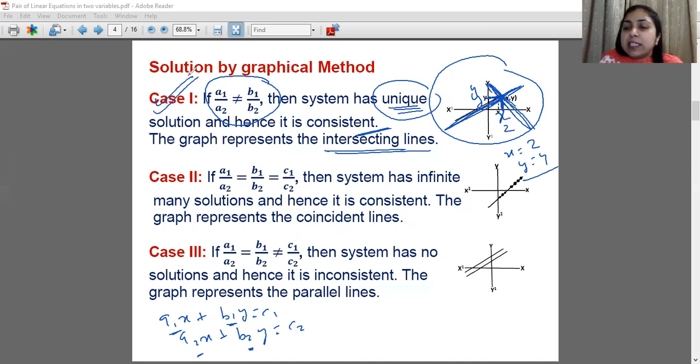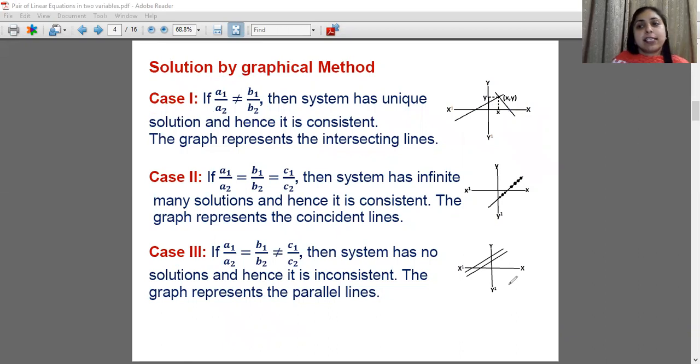So let us come to case 2. I hope case 1 is easily understandable to you. So what is case 2? Case 2 says if a1 upon a2 is b1 upon b2 is c1 upon c2, then the system has infinite solutions. Infinite solutions, and the system is consistent because it has a solution. If the system has a solution, it is consistent. Okay, and the graph represents coincident lines. Why coincident? Because the system has infinite solutions. For every value of x, we have another value of y.